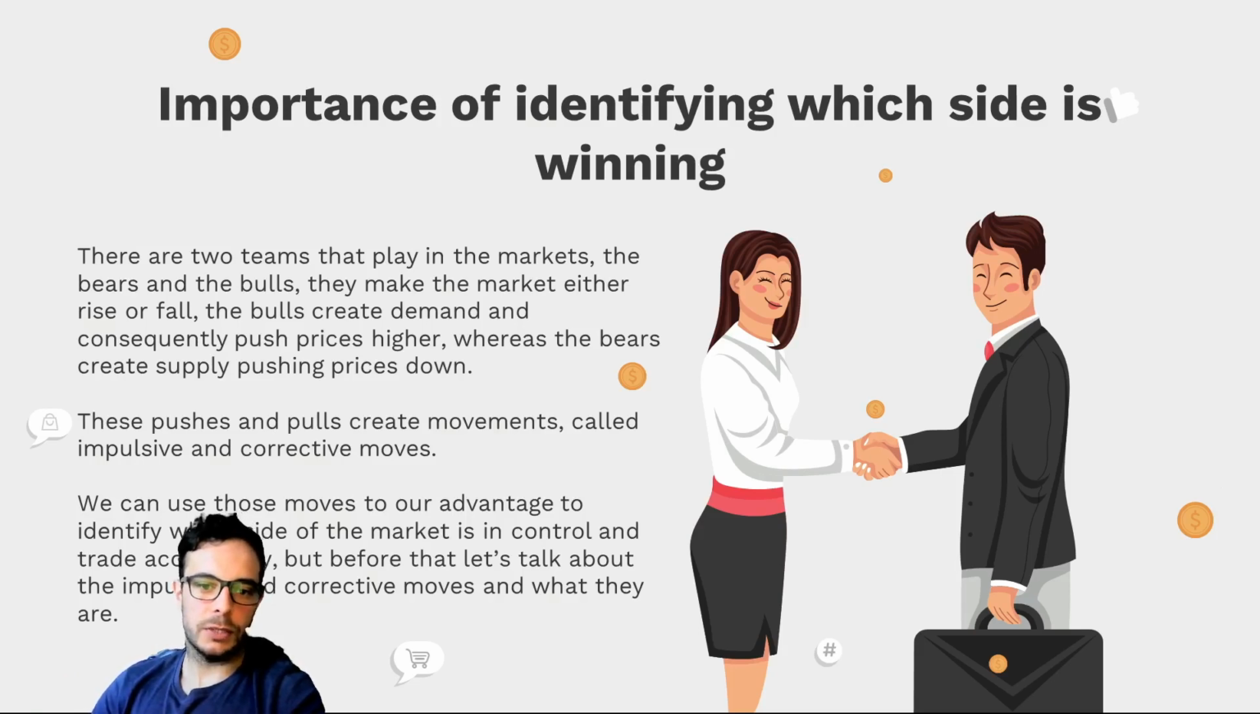There are two teams that play in the market, the bears and the bulls. They make the market either rise or fall. The bulls create demand and consequently push the prices higher, whereas the bears create supply, pushing the prices down. These pushes and pulls create movements called impulsive and corrective moves. We can use those moves to our advantage to identify which side of the market is in control and trade accordingly. But before that, let's talk about the impulsive and corrective moves and what they are.